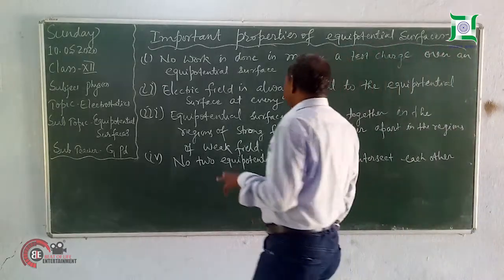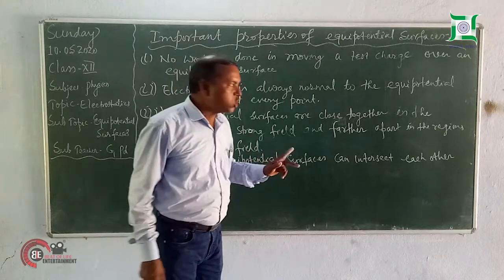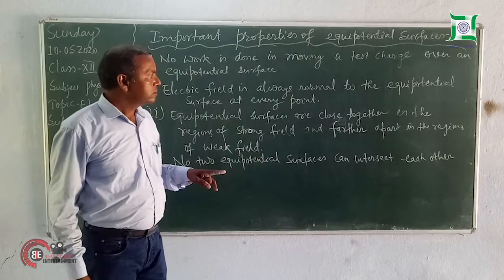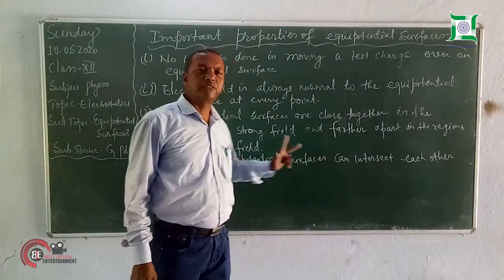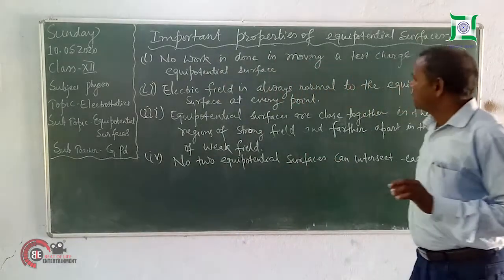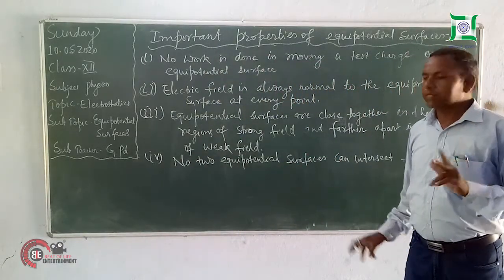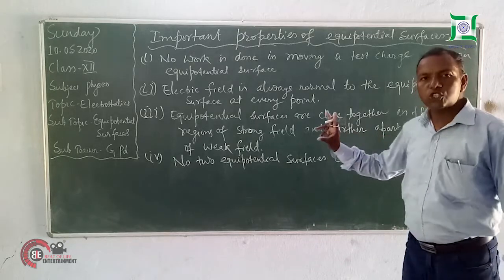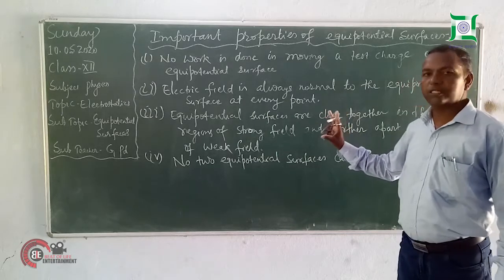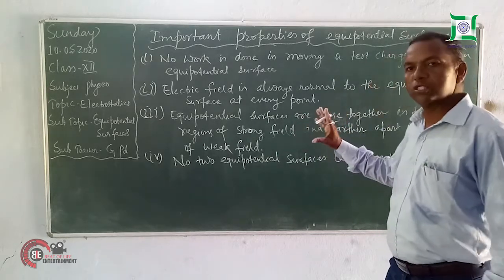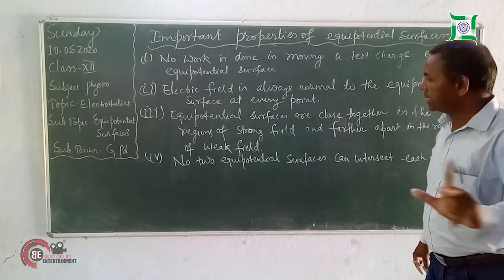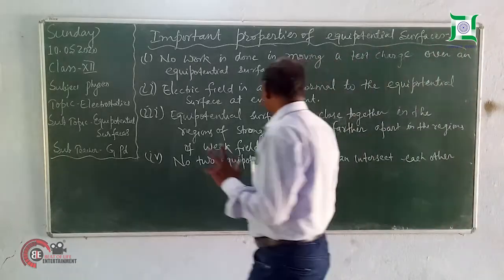Next is, equipotential surfaces are close together in the regions of strong field and farther apart in the regions of weak field. Let us understand this. इसको समझते हैं कि equipotential surfaces जहां पर स्ट्रॉन्ग इलेक्ट्रिक फील्ड होगा वहां पर क्लोज होंगे, और जहां पे वीक इलेक्ट्रिक फील्ड होगा वहां पे थोड़ा दूर होंगे. Why is this so? ऐसा क्यों होता है?